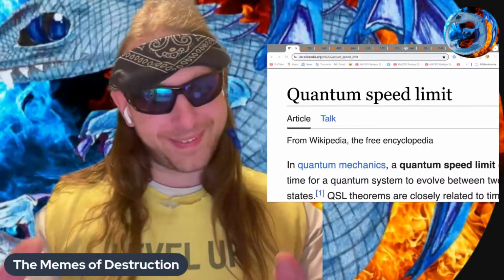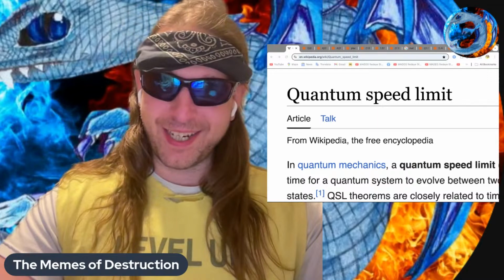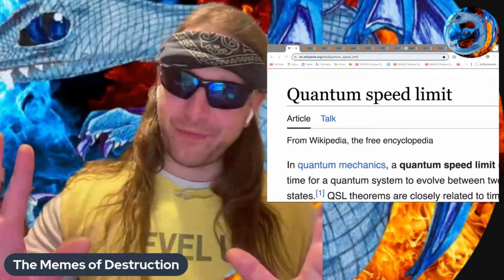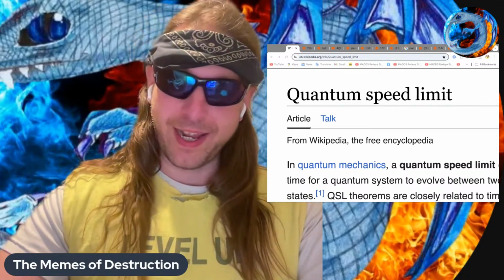Seeing as nobody's doing anything else right now, I thought it would be a good time to delve into the quantum speed limit. Just a little bit of fun numerology for those of us keeping track. You all know what that means.